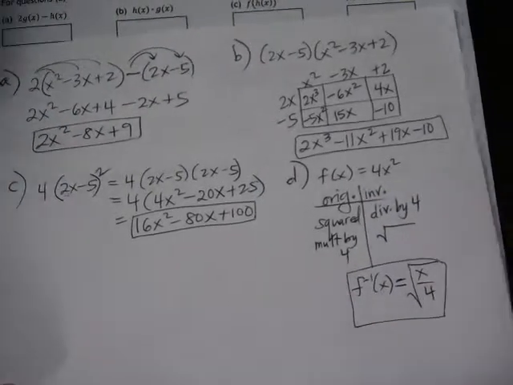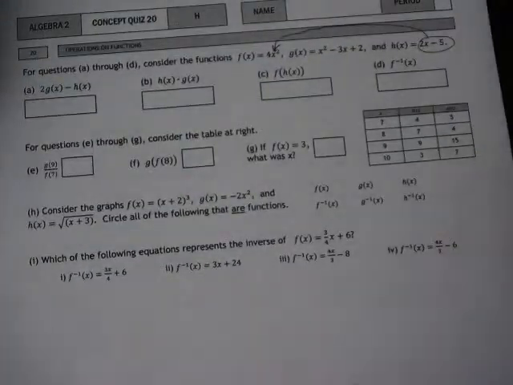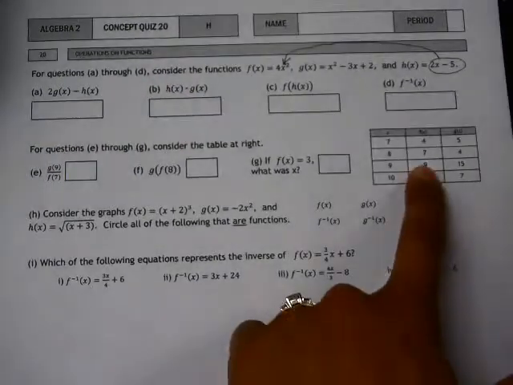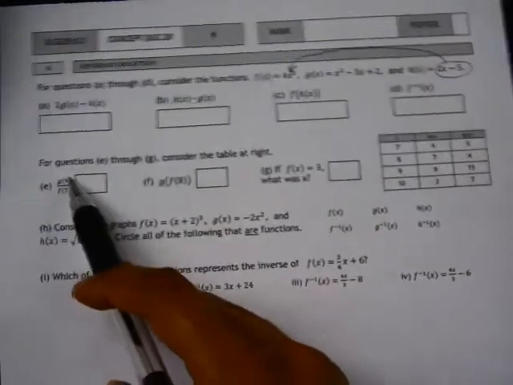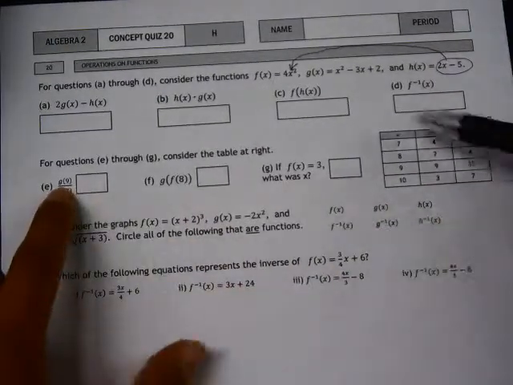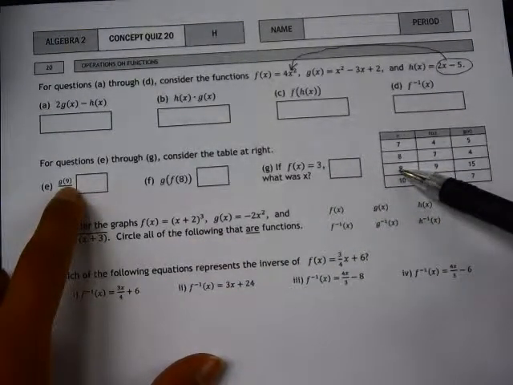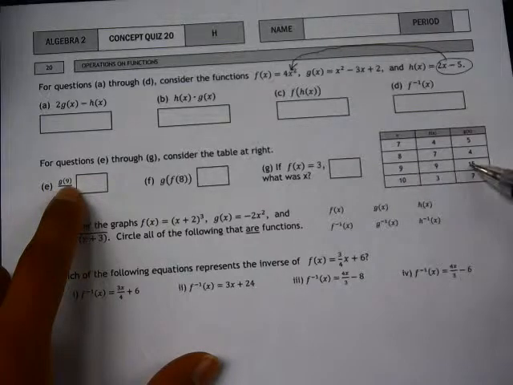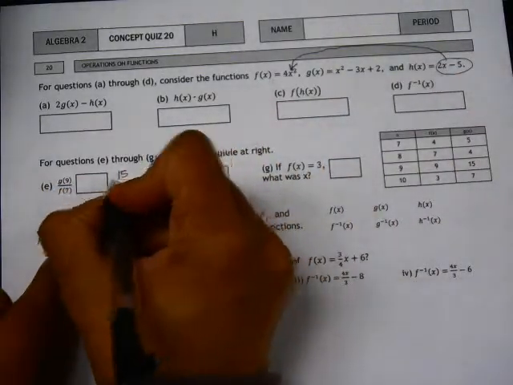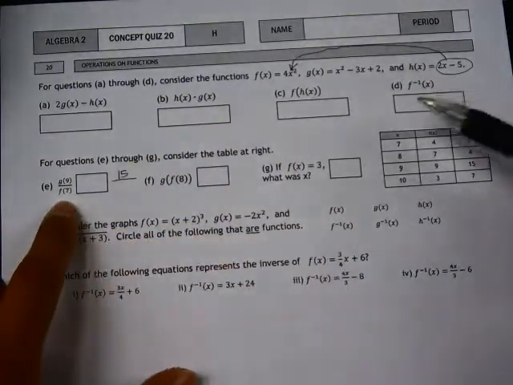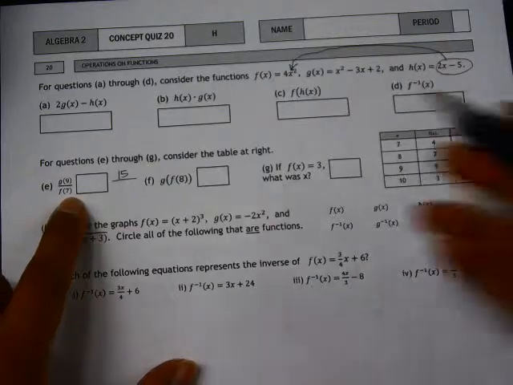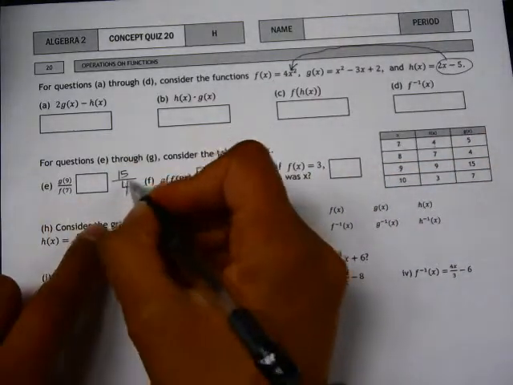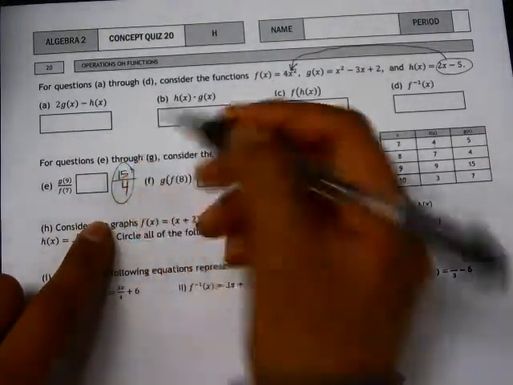Alright, now moving on to part E through G, we're using this table right here. So g of 9 is asking when x is equal to 9, what is function g, which is here, which is 15. So if you plug into there, f of 7 means when x is 7, what is the value of function f? That's 4. And then always check if you can reduce. In this case, you can't.